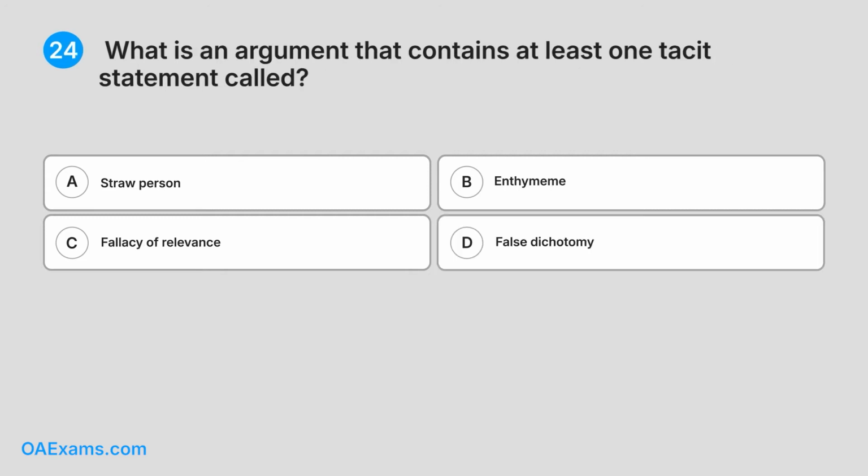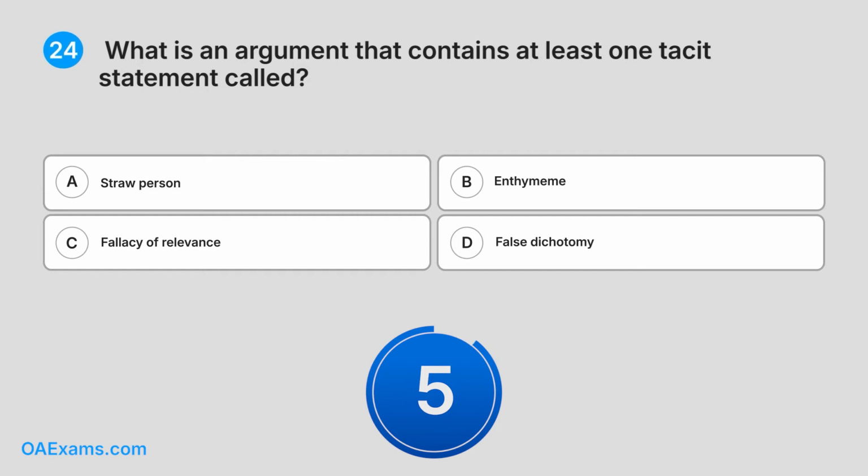24. What is an argument that contains at least one tacit statement called? A. Straw person, B. Enthymeme, C. Fallacy of relevance, D. False dichotomy? What do you think is the answer?